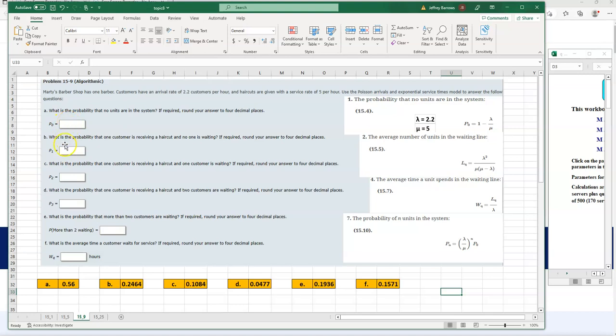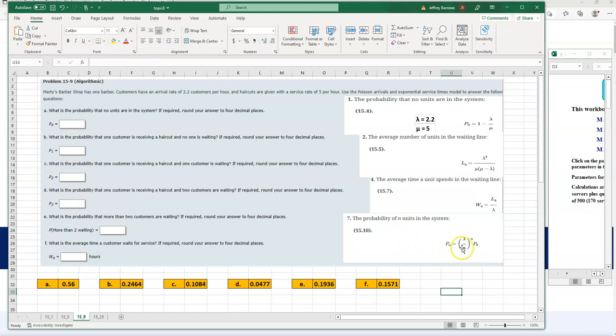And so the first, let's see, one, two, three, four questions are asking you what is the probability of no units in the system, one unit, two units, three units. For these first four problems, I've computed the probabilities down here, and I have used equation number 7. This is equation 15.10 out of the chapter, which aligns to questions A through D, the probability of n units in the system. So n in our case will be 0, 1, 2, and 3.